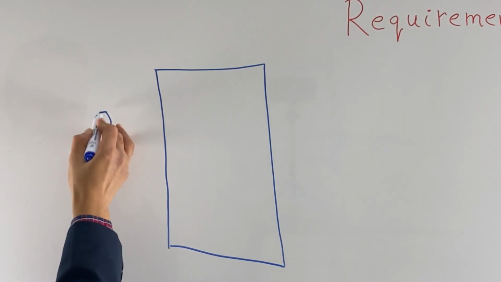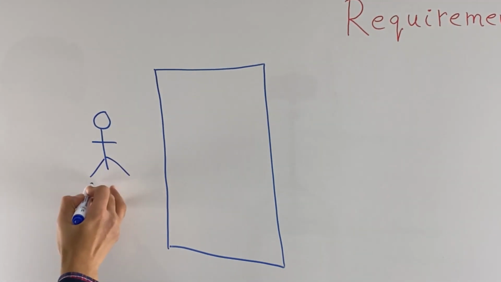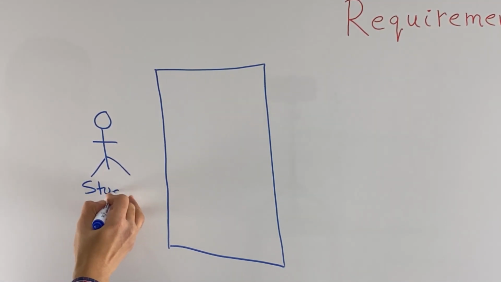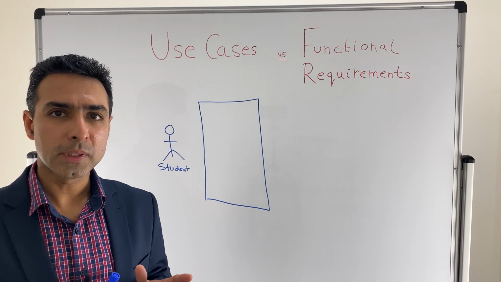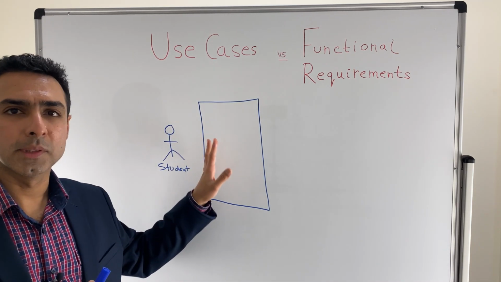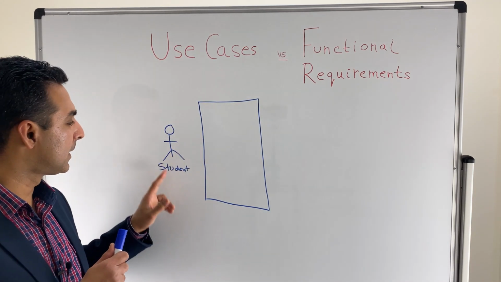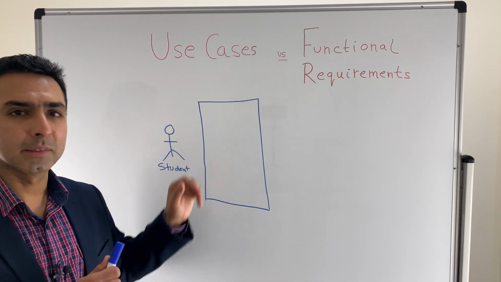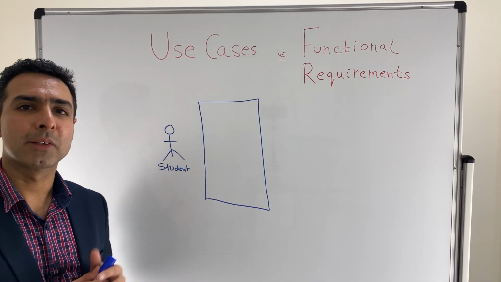And let's say this is your user or a student. Now, a use case describes the user's perspective of the system, and it's written in a way that it describes how the student uses the system and how the system responds back to the user.